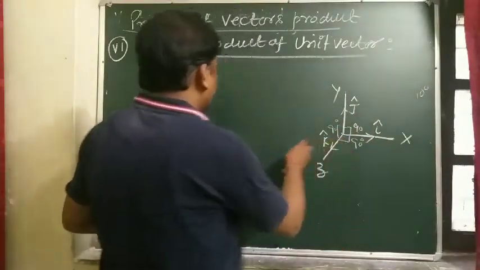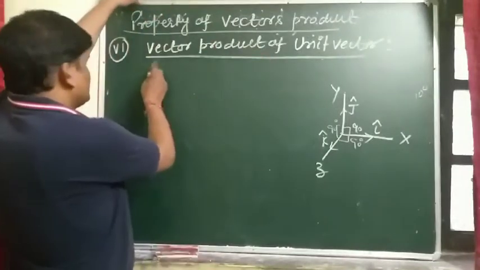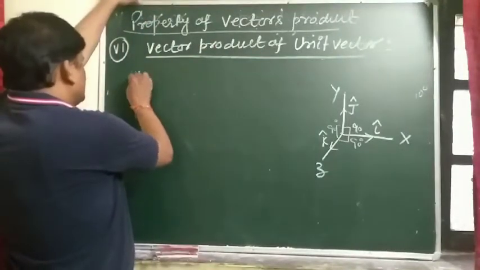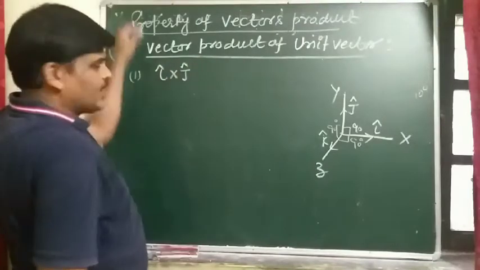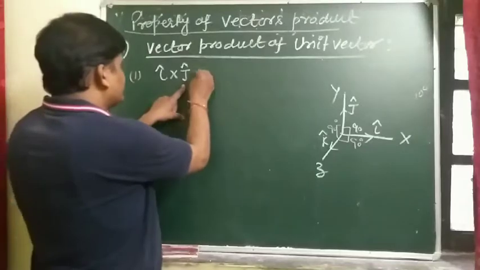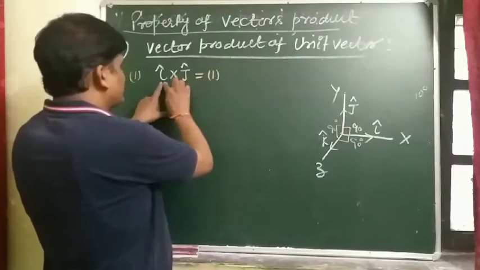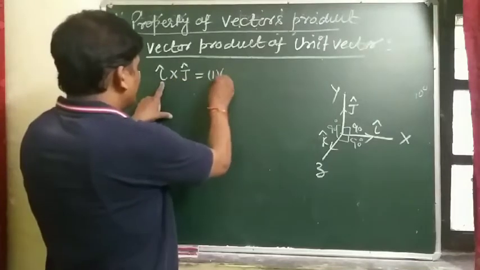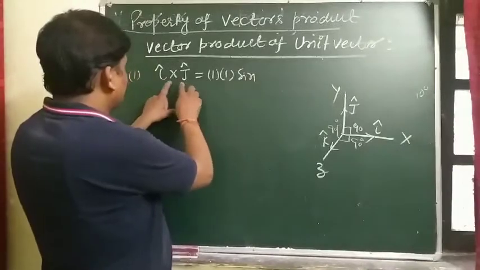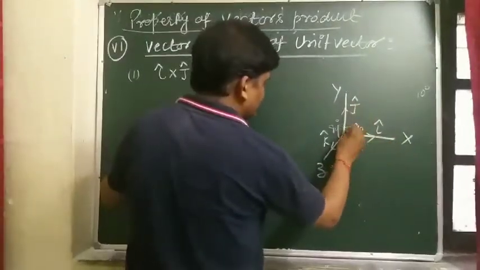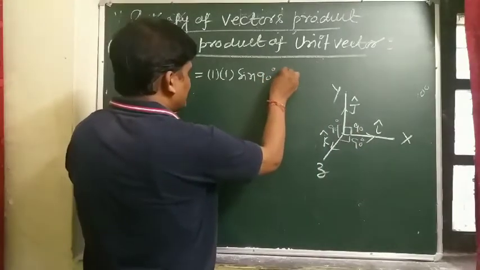So student, vector product of unit vectors. First we write i cross j. i cross j is written as AB sin θ. Magnitude of i is 1, magnitude of j is 1, and the angle between the x axis and y axis is 90 degrees, so sin 90.